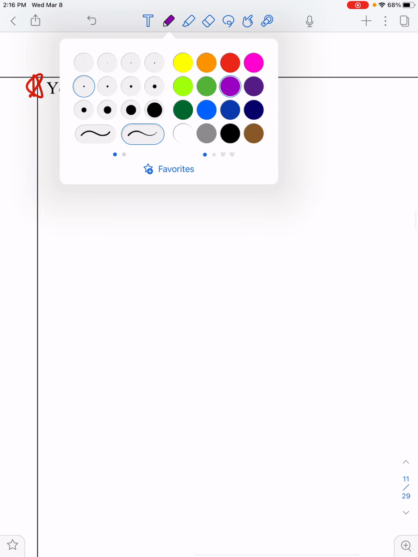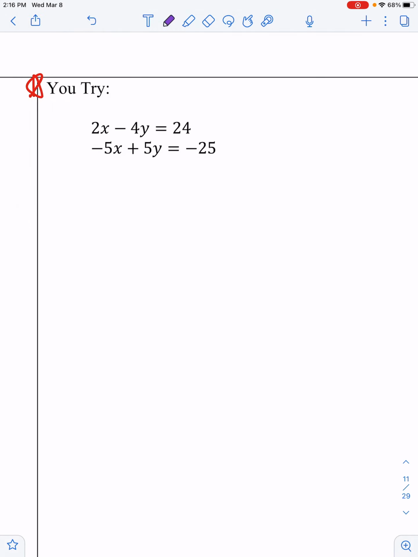To do that, I like to use what we call our crisscross method. So all we're going to do is take that number on the bottom, which is a 5, and multiply it on top. And the number that was on top, which is a 2, we're going to multiply the bottom with. So one more time, let me show you.